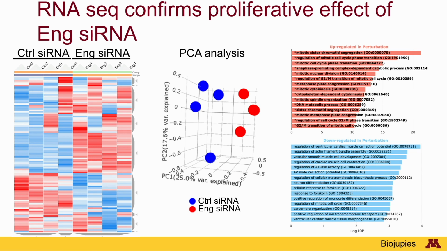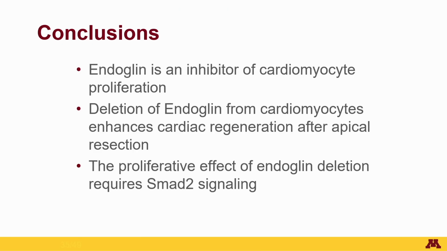So with that, I would like to conclude that endoglin is indeed an inhibitor of cardiomyocyte proliferation, at least at the early neonatal stages, and deletion of endoglin can enhance cardiac regeneration after apical resection, and the proliferative effect requires SMAD2 signaling. I think for us, the next steps would be to test whether this is still possible in adult mice, and we have not yet begun to assess that. But I think that will be a critically important next step.